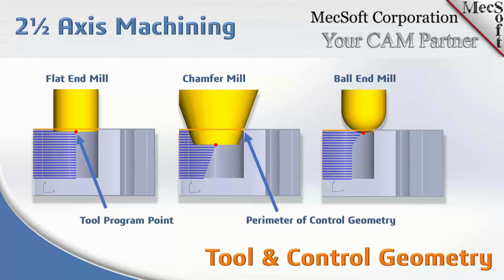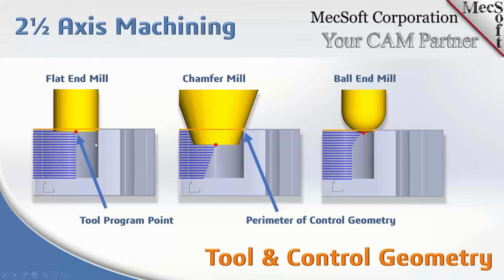Now let's talk about how basic tools interact with your control geometry. And this is very critical that you understand how these three tool types are going to act. So typically for 2-axis, you'll use a flat end mill, cutting pockets or cutting profiles, or facing. You can use a flat end mill for facing.